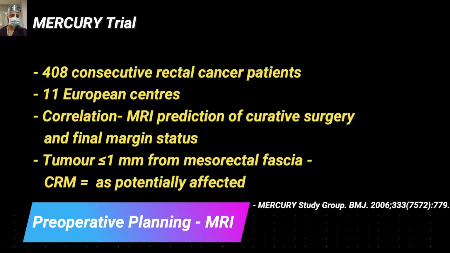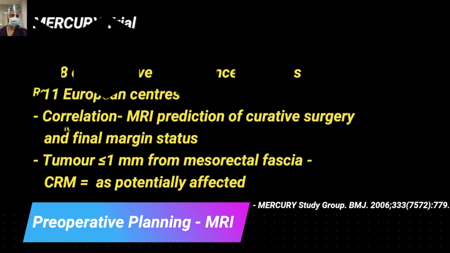The aim was to correlate the preoperative MRI prediction of curative surgery with the final margin status. They predicted on the preoperative MRI whether the margin would be close or positive, and later correlated it with the final histopathological examination. A tumor less than or equal to 1 millimeter from the mesorectal fascia meant the circumferential resection margin was considered involved.